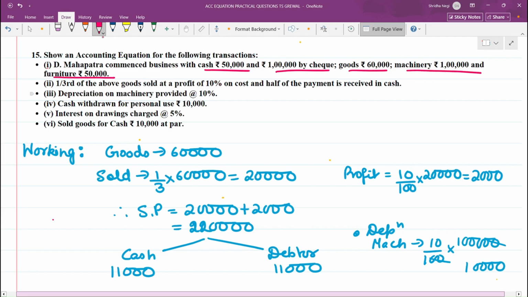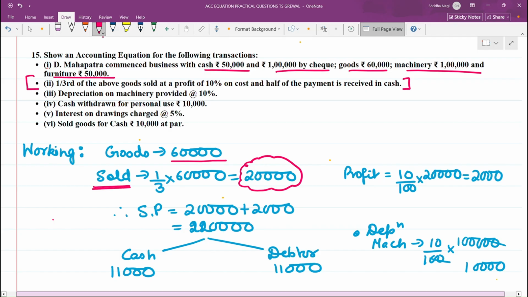1/3 of the above goods sold at a profit of 10% on cost and half of the payment is received in cash. Now in this question, there's a lot of working which you have to do in the second part. So immediately first you do the working. Okay? What is the working? 1/3 of the above goods, which goods? These goods, 60,000. So 1/3 of 60,000 is 20,000.